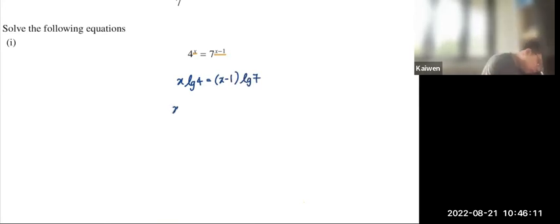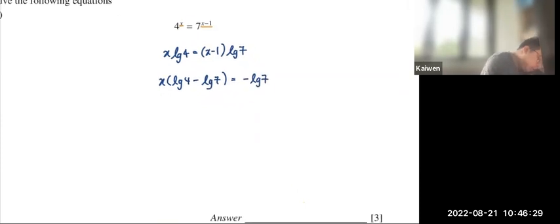So we're going to factorize. We're going to get lg 4 minus, sorry, plus lg 7. Wait, minus, right? Sorry, minus. It equals negative lg 7, and we're going to solve for x. So x will just be lg 7 over lg 7 minus lg 4. The final answer is 3.42.